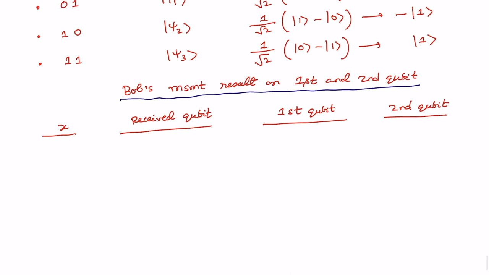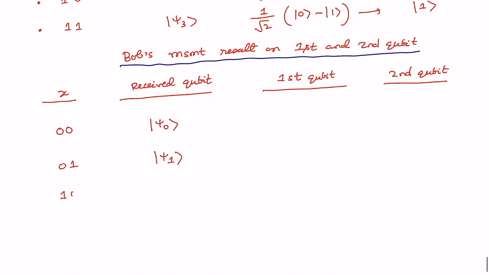Now, if the classical bit is 0, 0, the qubit received by Bob would be psi 0. If it is 0, 1, the received qubit would be psi 1. If it is 1, 0, the received qubit would be psi 2. If it is 1, 1, as per the superdense protocol, the received qubit by Bob would be psi 3. And then he is going to make a C naught operation on psi 0, psi 1, psi 2, psi 3.